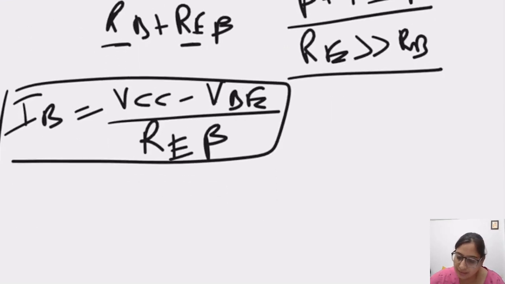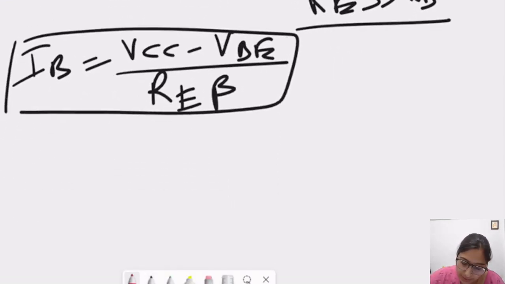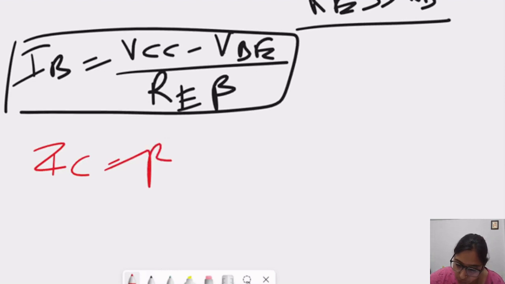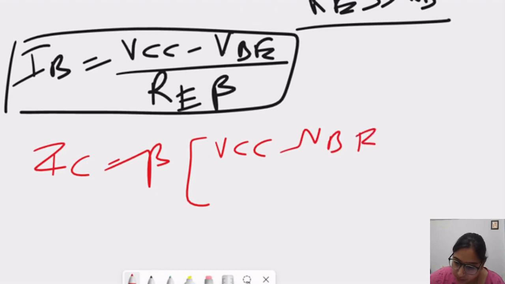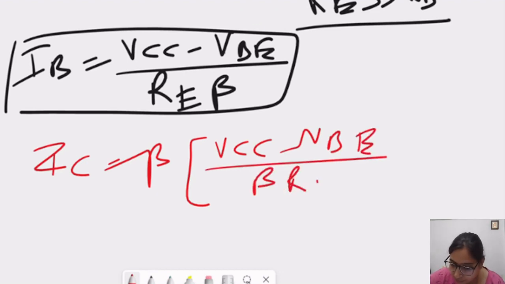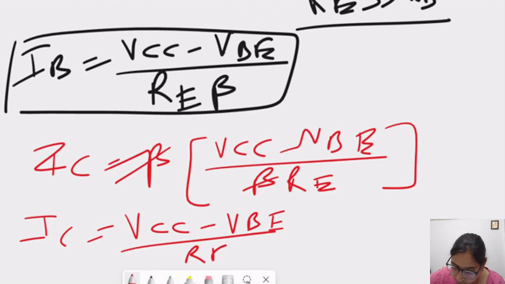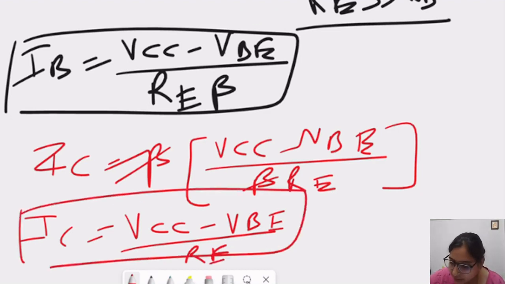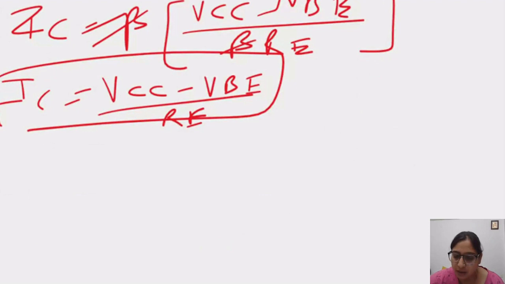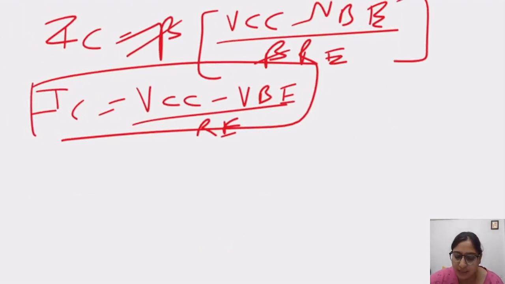So we know that collector current is nothing but beta into IB. So IC is nothing but beta into (VCC minus VBE) upon (beta into RE). This is the value of IC. So here we can see that this beta and this beta can be cancelled out. So IC is nothing but (VCC minus VBE) upon RE.